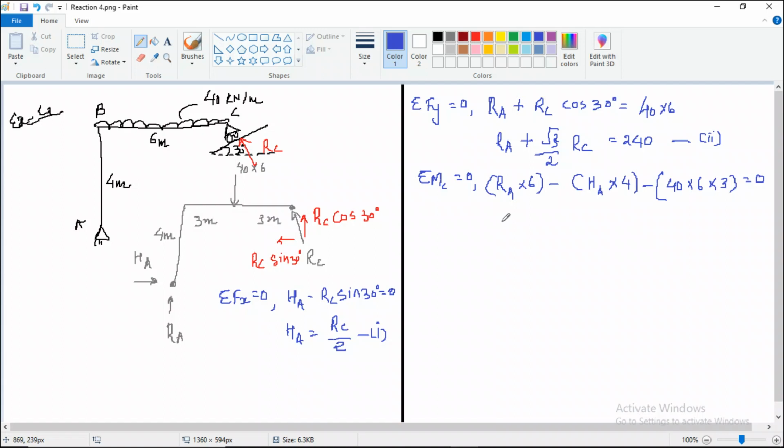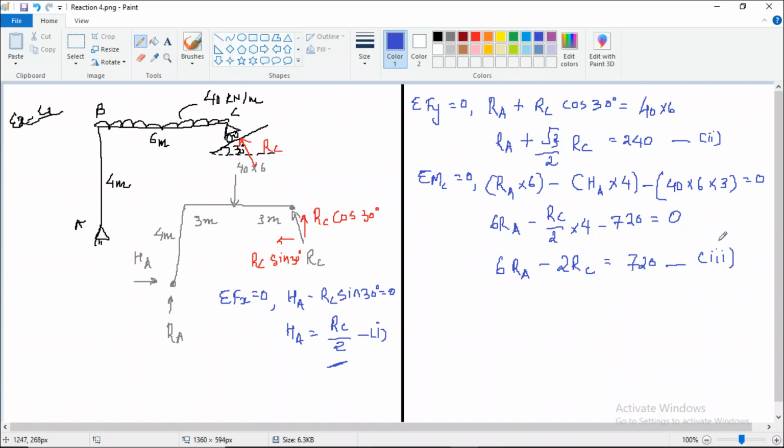Now if we simplify this, 6RA minus HA value, which we already know, is RC by 2. So minus RC by 2 into 4 minus 720 is equal to 0. If we further simplify this, we will get 6 times RA minus 2RC is equal to 720. So we will get this equation number 3.